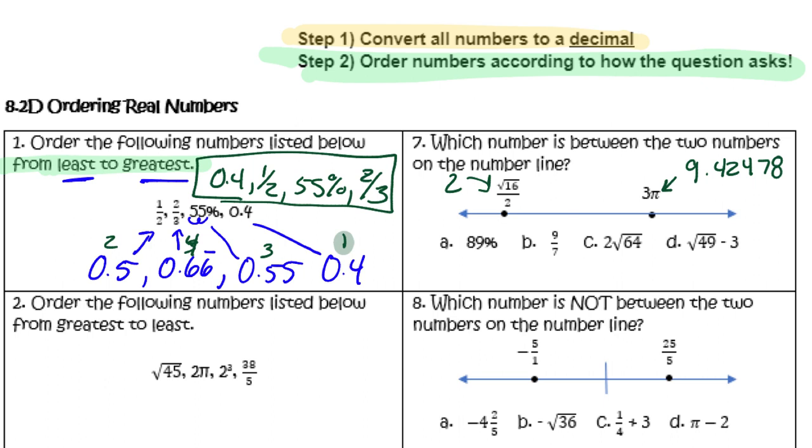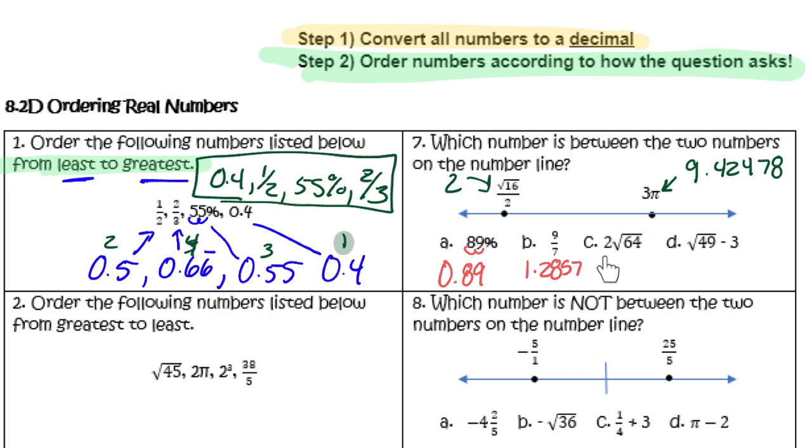So 89%, that one is easy. I can just move it over, or I can hit 89% on my calculator if I wish. So 0.89. The next one is 9 over 7, so I can just do that math. And 9 over 7, the calculator will give me 1.2857. C tells me 2 square root of 64.